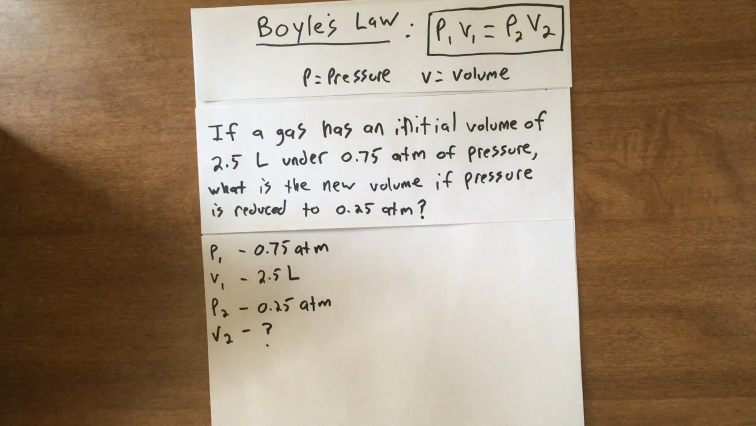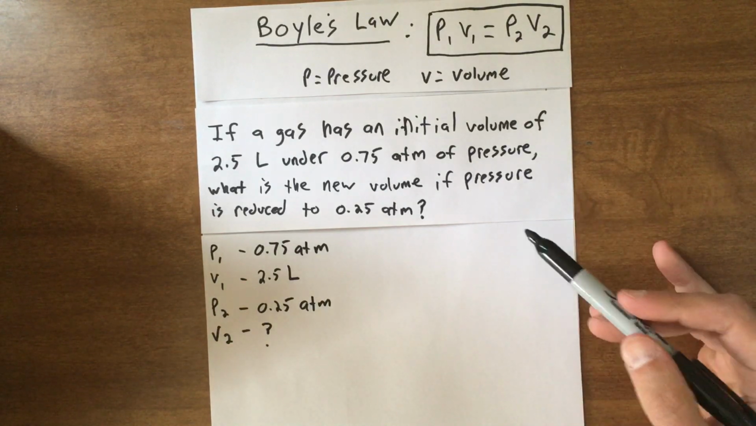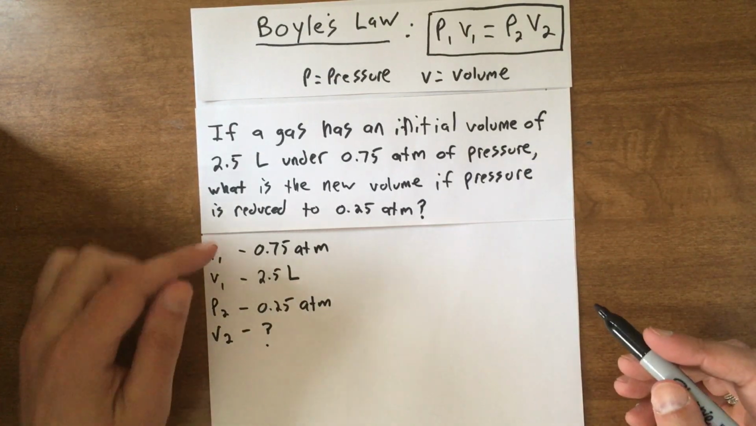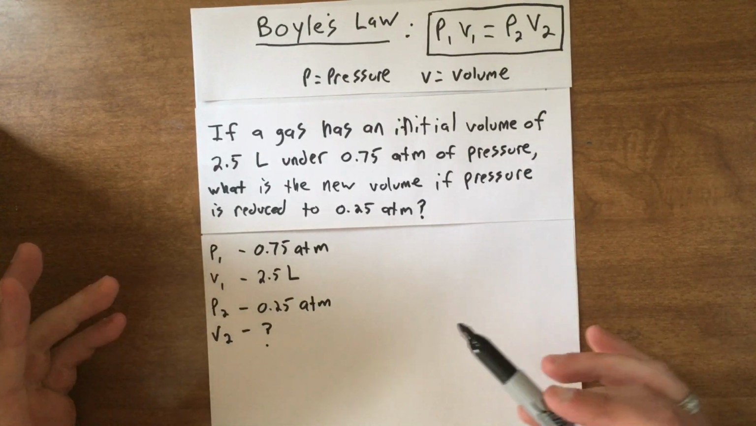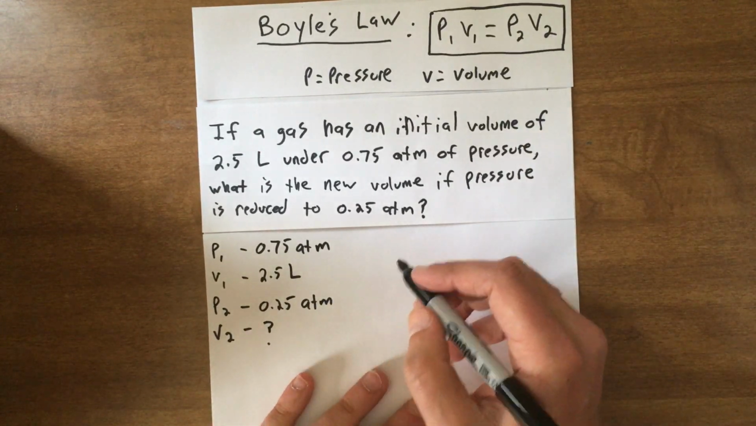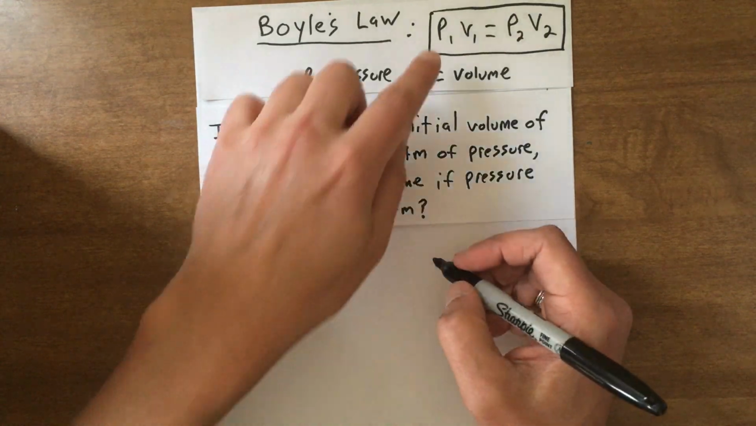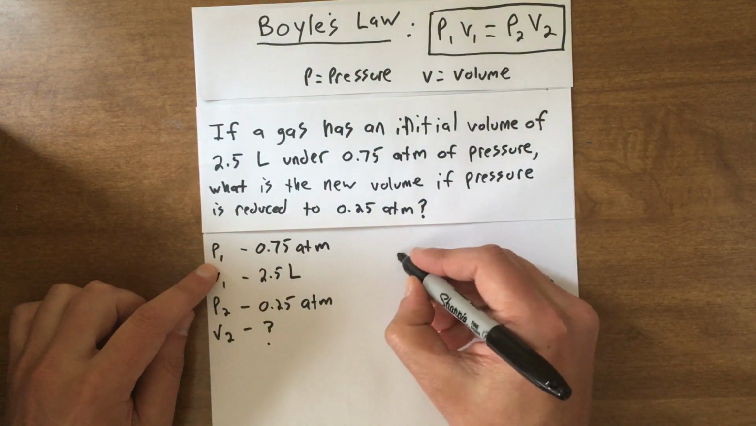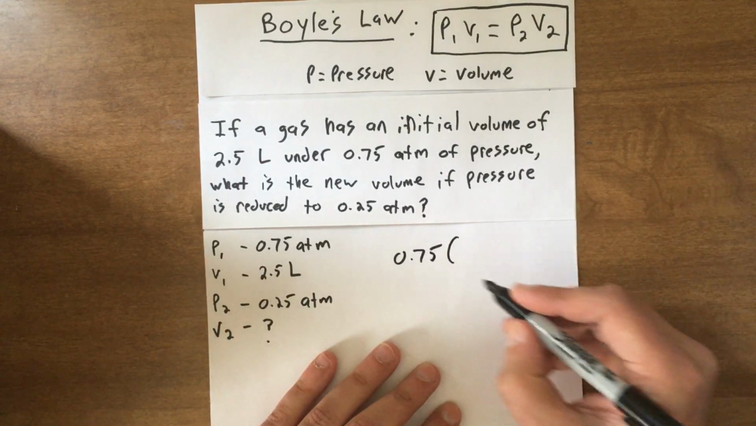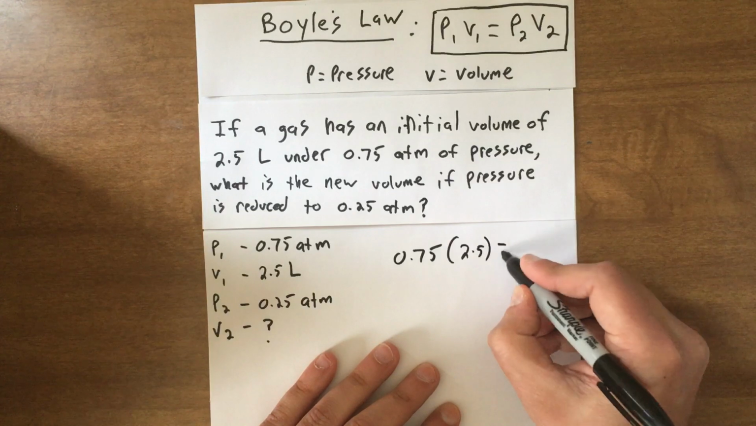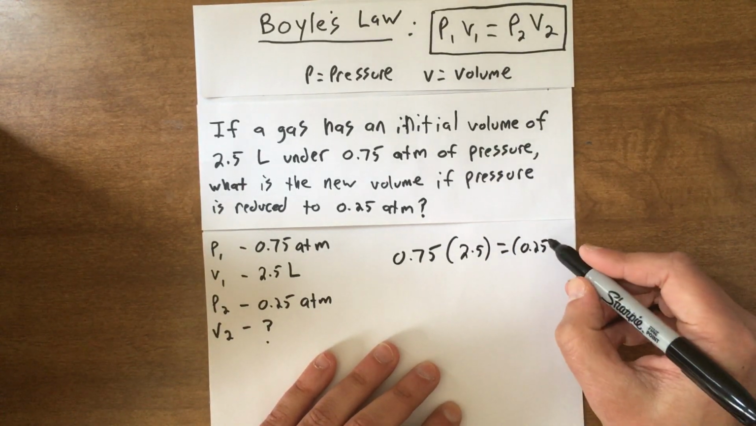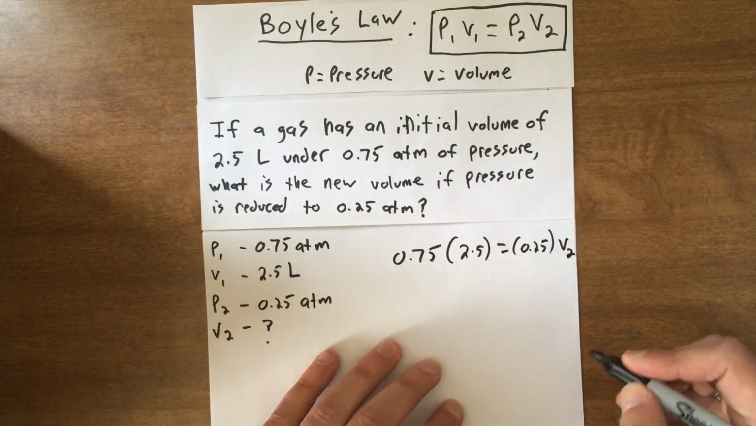In all these problems, you'll have one unknown. The problem should give you all the other variables, and then there'll be one that you need to solve for. So we've got all our stuff organized now, and you can take those numbers and plug them into the equation. We know that P1 is 0.75, V1 is 2.5, and P2 is 0.25, and V2 is what we're solving for.